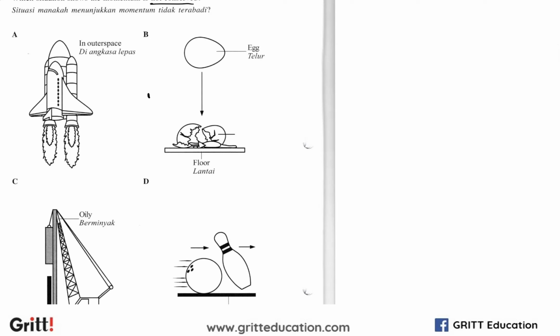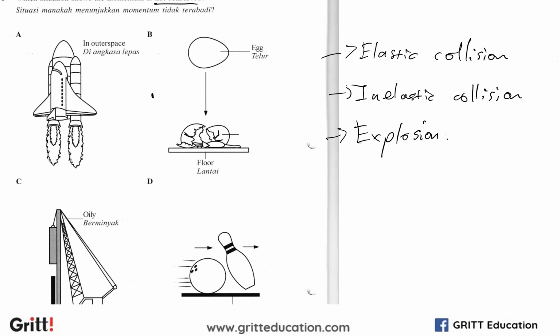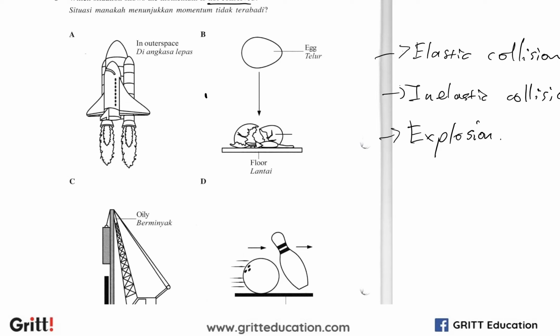Remember, there are three types of collisions. One is elastic collision. One is inelastic collision. And the third is explosion. So as long as the answers fulfill one of these types of collisions or explosions, then you can consider it as a collision or explosion that actually has its momentum conserved.